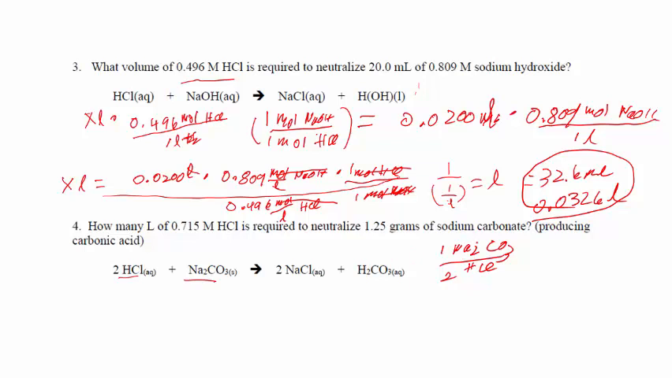And we need to find out the molar mass of sodium carbonate, so we have it's 2 times 22.99 and 1 times 12.011 and 3 times 16.00.